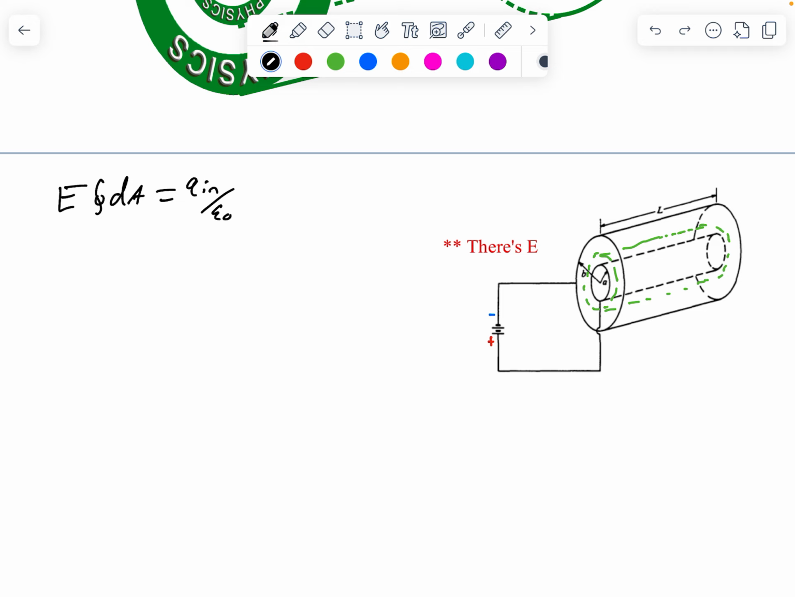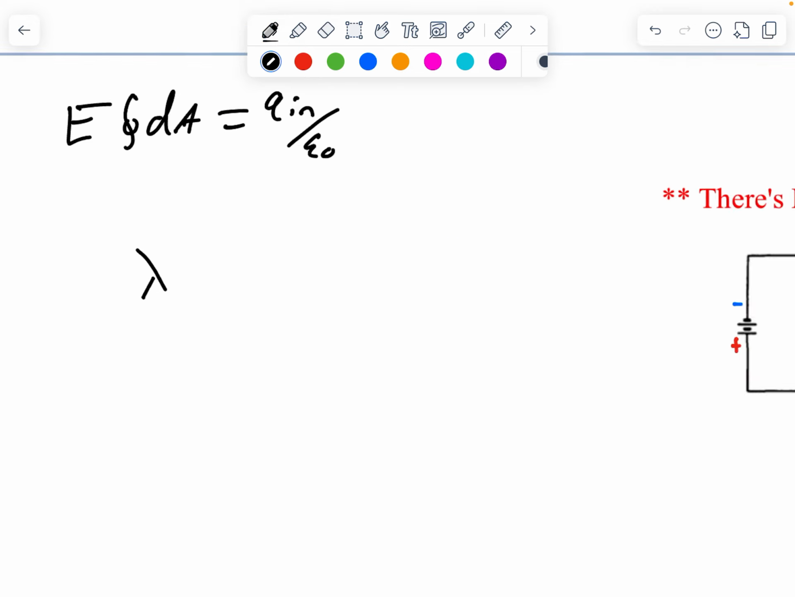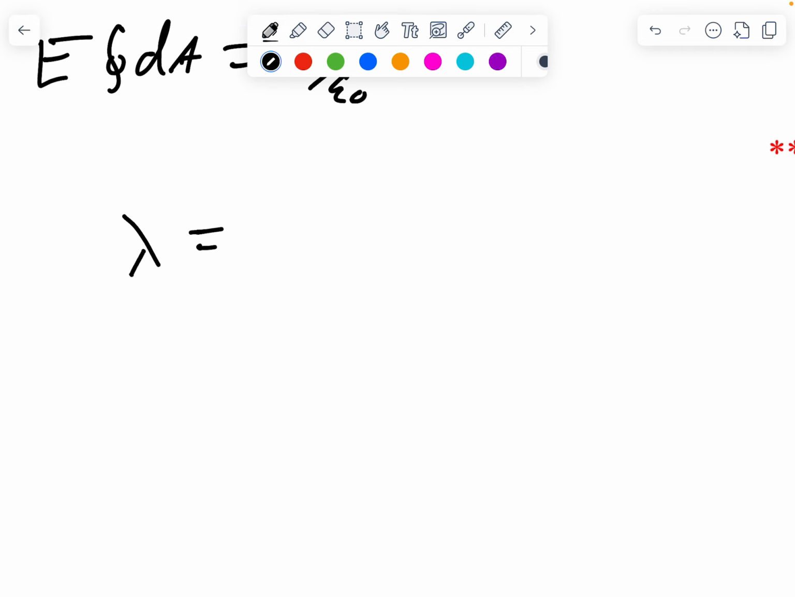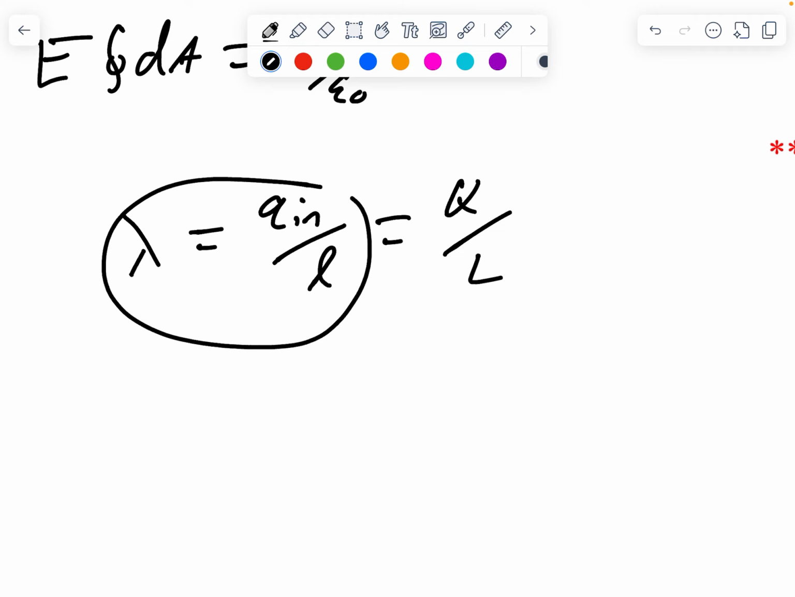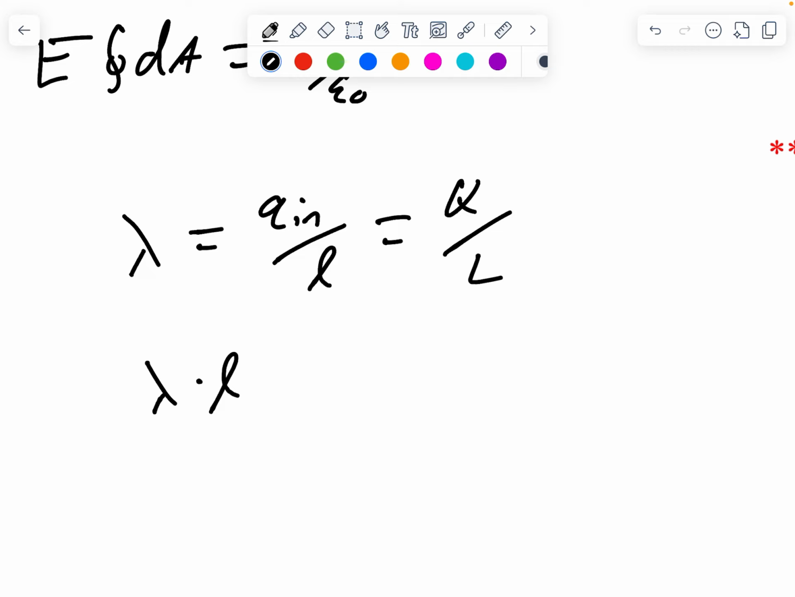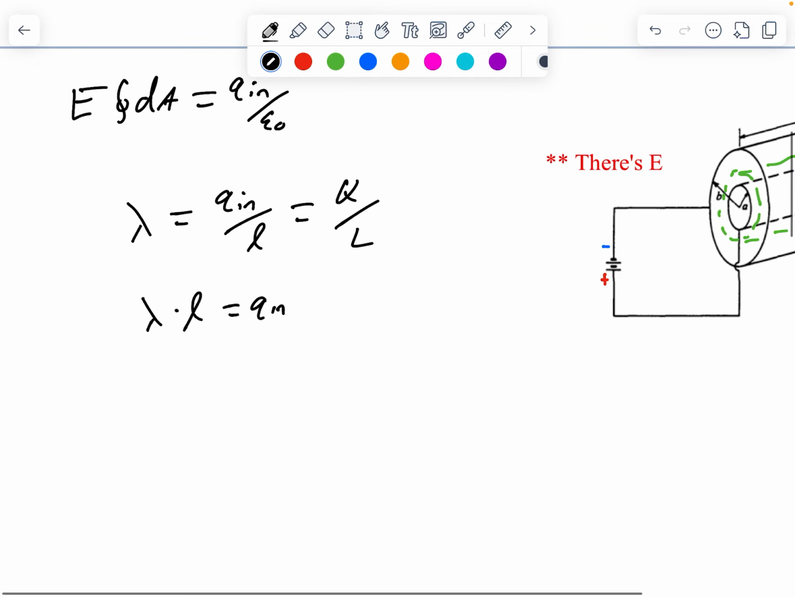So again, I'm going to use that linear charge density, which is just the Q inside of the little Gaussian surface over L. I could also write this as the total charge over the total length, and I can use combos, whatever I want. For this, I'm going to be using this here, so you'll see why in just a second. If I take lambda times L, that's my Q enclosed for Gauss's law.